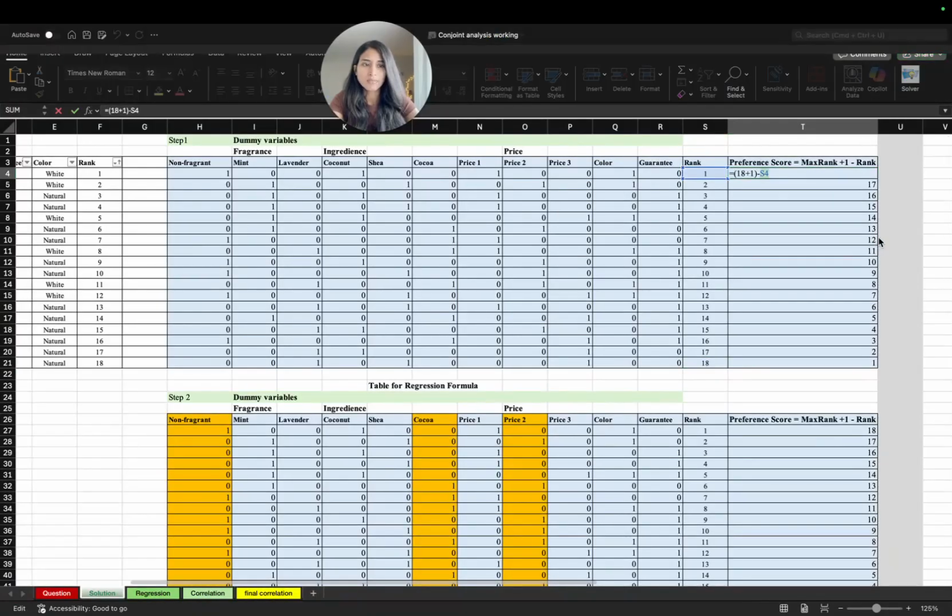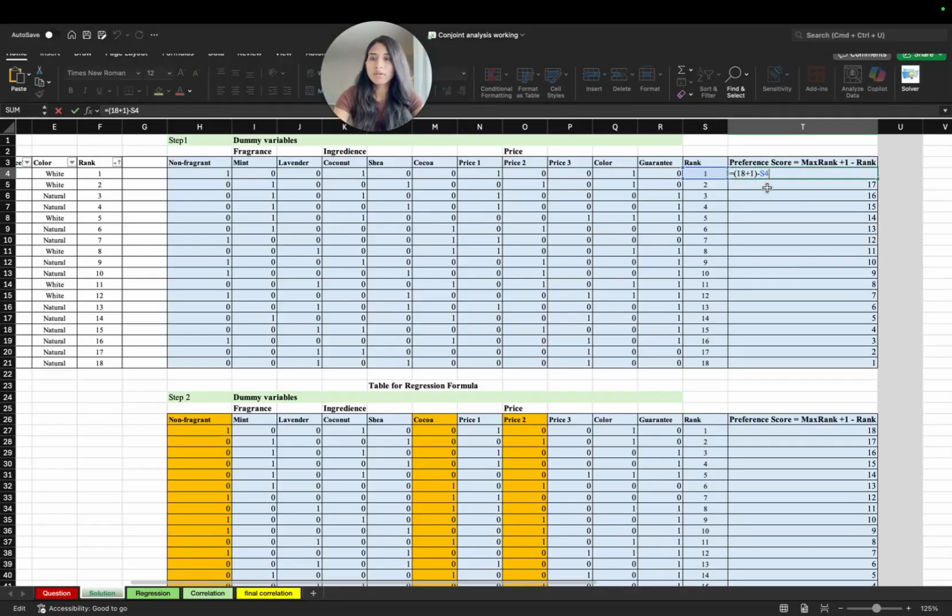And the next step is to determine the preferred score. For the preferred score, we have to use a formula. Ranking is determined in this question from 1 to 18. Preferred score is maximum rank plus 1 minus the rank, and it is actually the opposite of the ranking that was done previously.